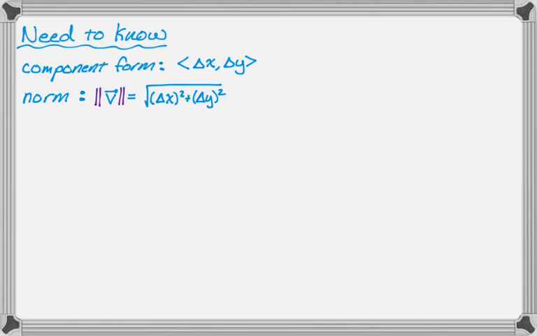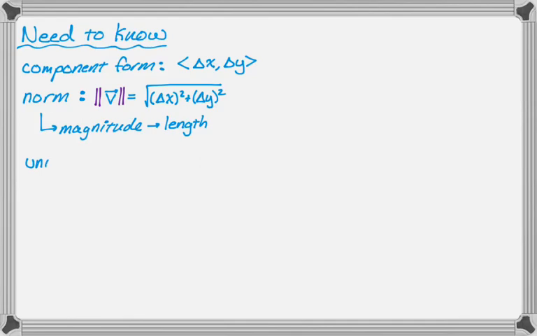You might also call the norm, because it's another valid name, the magnitude of the vector, or you could also call it the length of the vector. So all three of those words are interchangeable, and you pretty much need to know that each of them means to find this thing. So now we need to know what a unit vector is.